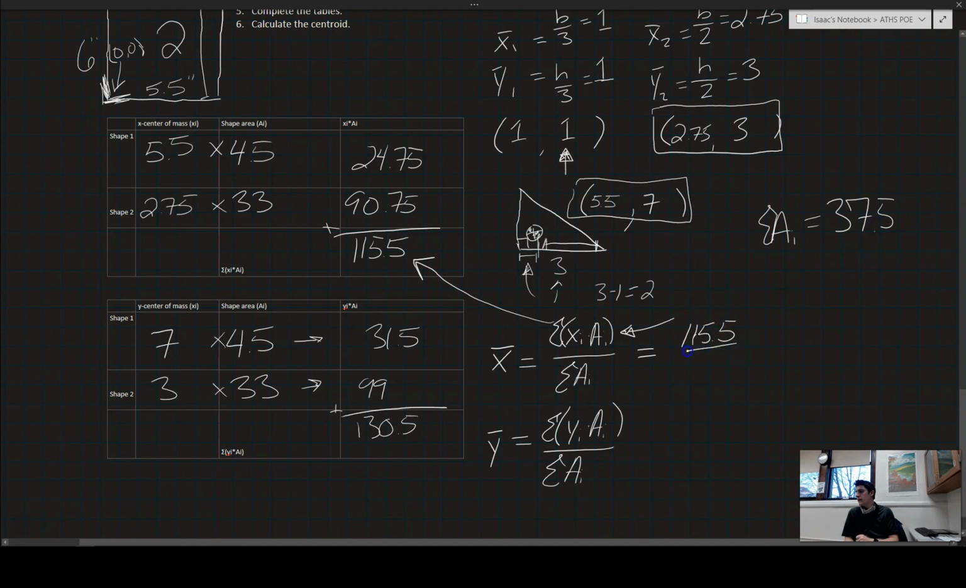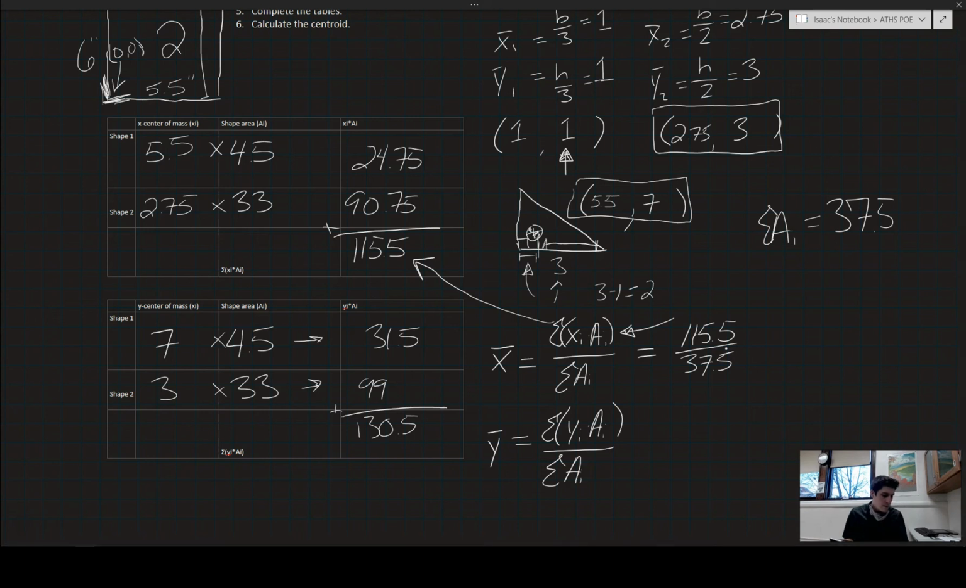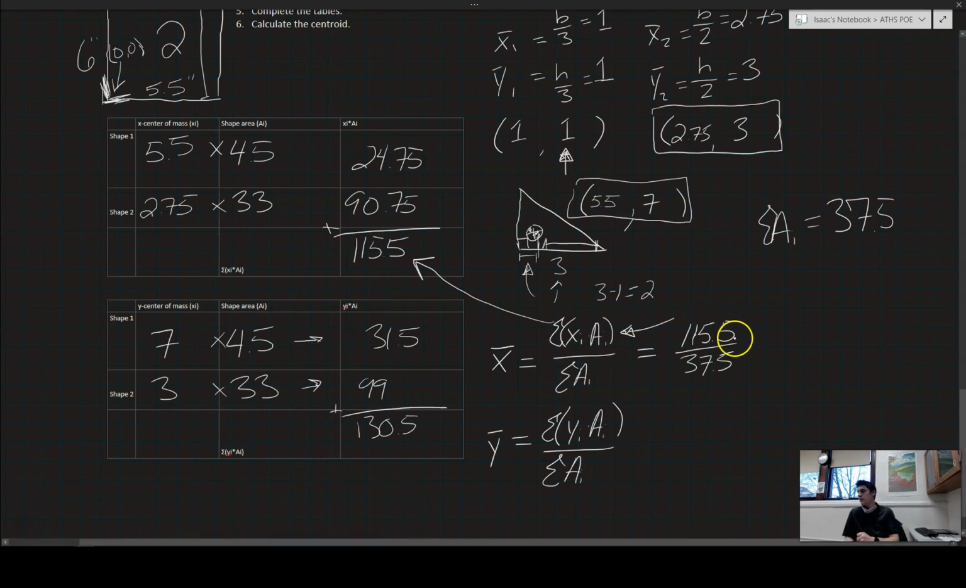So taking that number and plugging that in here, that's going to be 115.5 divided by 37.5. And I get 3.08. And that is the x coordinate of our centroid.